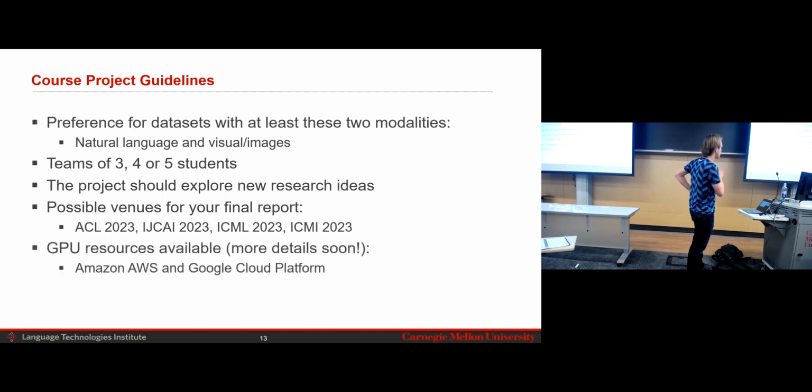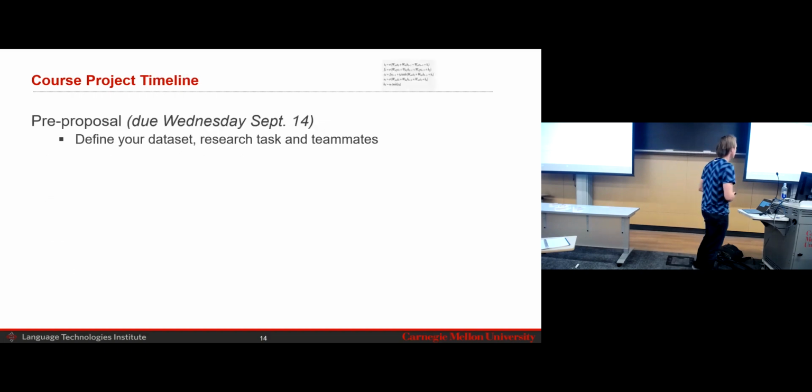We'll talk more about the GPUs, but we do have some credits. Usually they're about $50 of credits, and we can get a few more, but it is definitely something to think about when you decide to pick a project. If suddenly you say, oh, I want to do video or 3D videos, you just have to be aware that these take a lot more GPU.